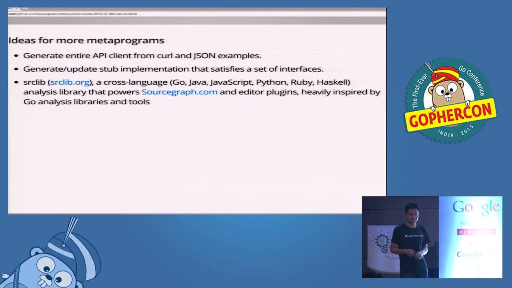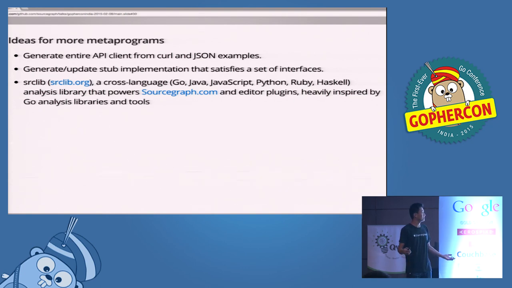So the last thing I want to leave you with is ideas for more metaprogramming. If you take one thing away from this talk, it's this idea that metaprogramming is not this pie in the sky, complex thing that only experts should be doing. You should think about how you could write metaprograms that operate on your code to automate certain annoying tasks that you do day to day as a programmer.